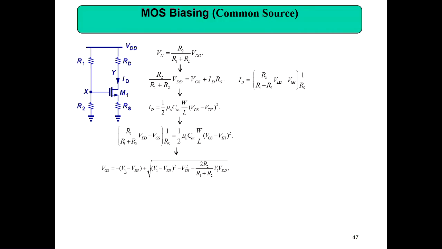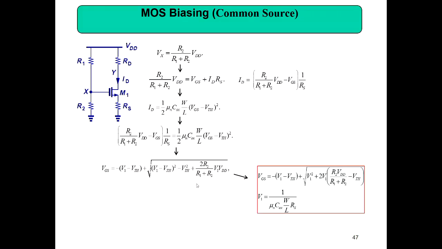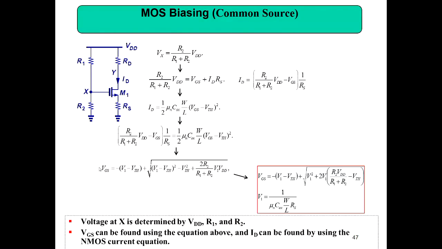So what is V1? I have already written, V1 equal to 1 by mu n COX W by L into RS. We take it as a constant so that this equation is not bulky. That's the reason we substitute this V1. If you know the threshold, and R1, R2, and VDD, you can precisely find out VGS.